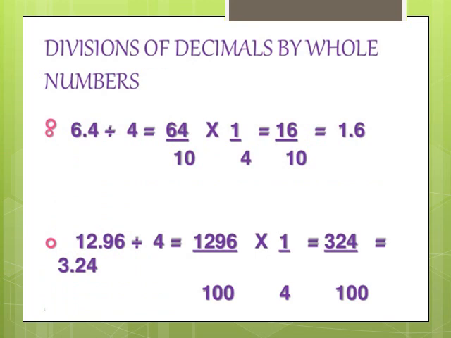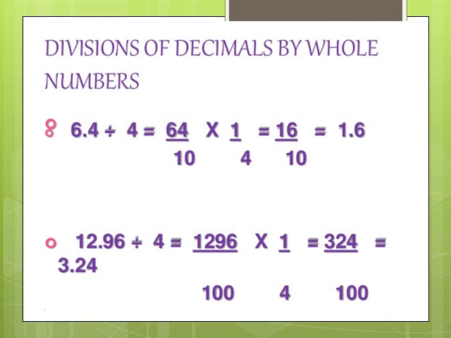Division of decimals by whole numbers. When you are dividing a decimal number by a whole number, we need to change the decimal number to a fraction. See, 6.4, when it is changed into a fraction, is 64 upon 10. And then, when you are converting a division sign into a multiplication sign, you need to find the reciprocal of the next number. That is, the reciprocal of 4 is 1 by 4. Then solve it, and your answer will be 1.6.